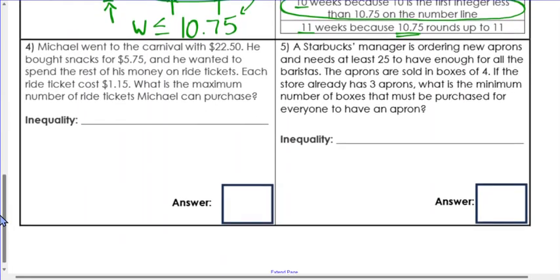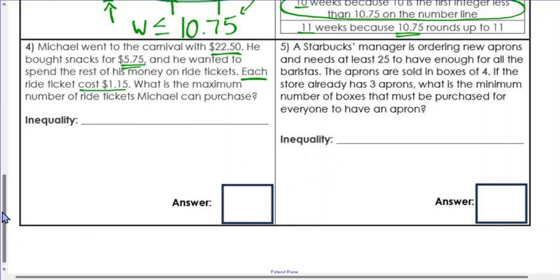A couple more scenarios here with just two-step inequalities. Michael went to the carnival with $22.50. He bought snacks for $5.75, and he wanted to spend the rest of his money on ride tickets. Each ride ticket costs $1.15. What's the maximum number of ride tickets Michael can purchase?